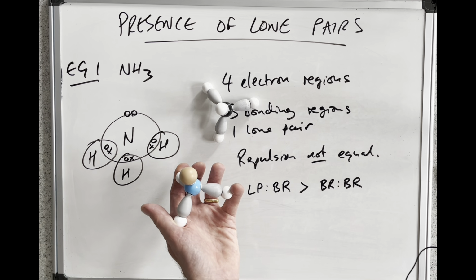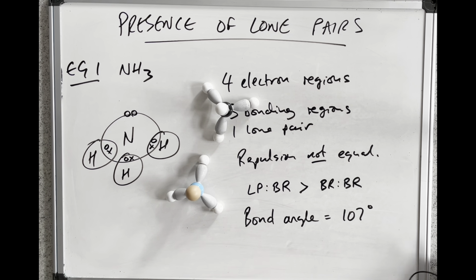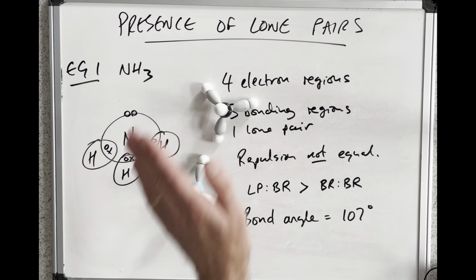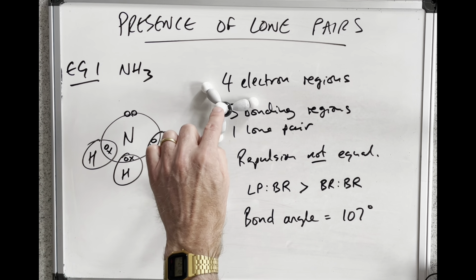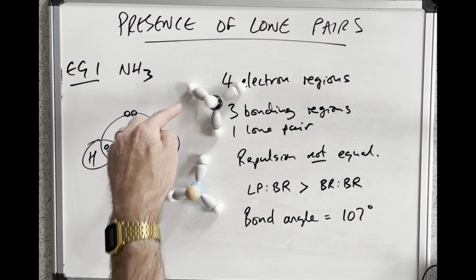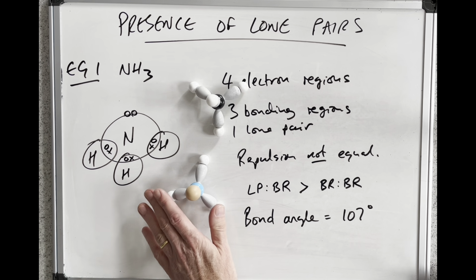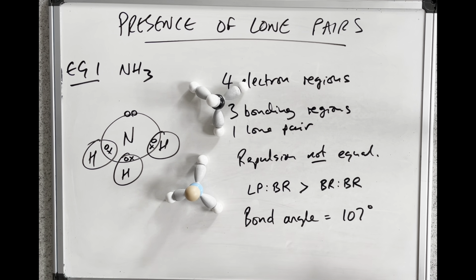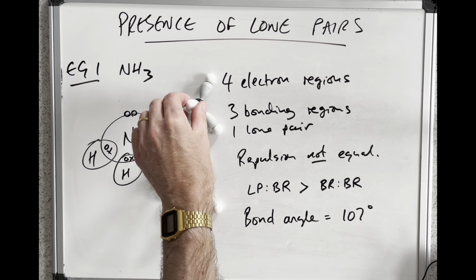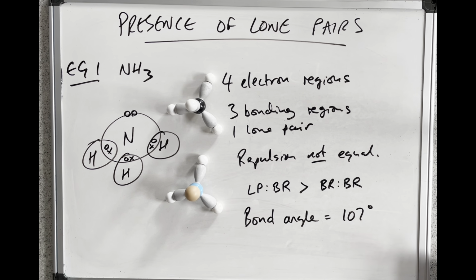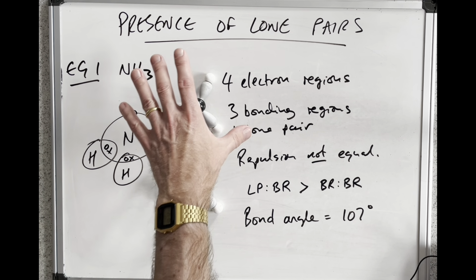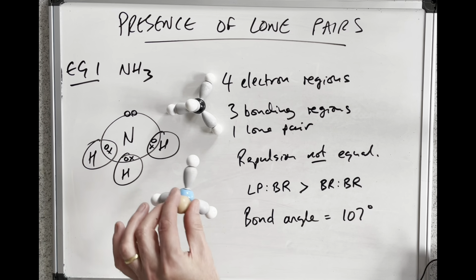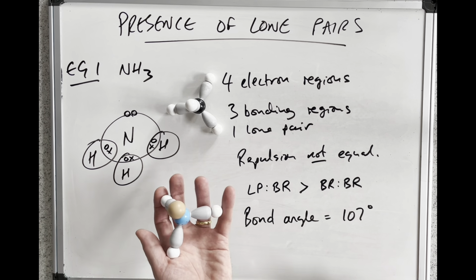So it's going to be 107. Now in terms of the shape, we're not calling it a tetrahedral shape because we haven't got 4 atoms bonded to the central atom. We've only got 3. So it gets a bit tricky, and as a teacher I do see confusion in students' answers because they say it's tetrahedral and it isn't. We call this pyramidal, okay?